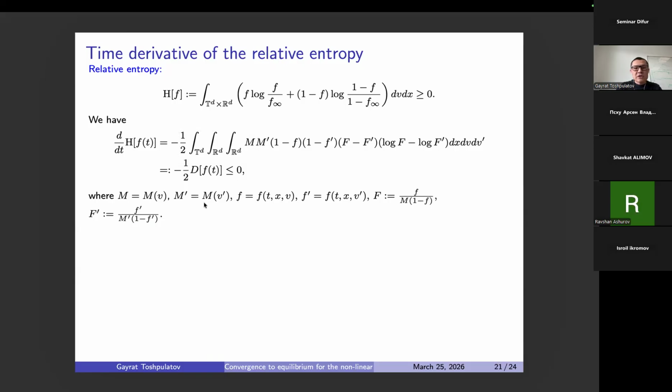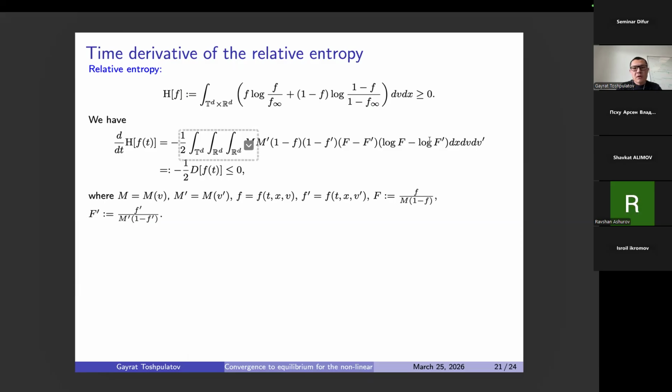Here, in this expression, M is a Maxwellian. We have M and M prime. M prime is just the same with V prime instead of V, and F prime is also defined similarly. Here, capital F denotes this quotient, and F prime denotes the same quotient with F prime.